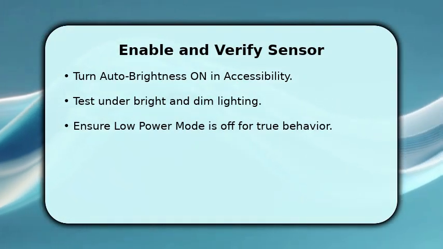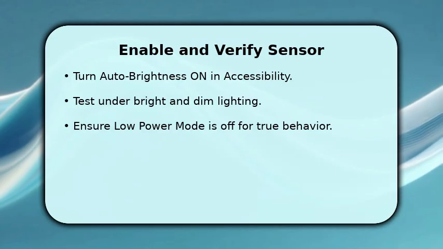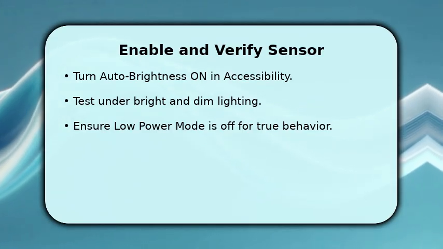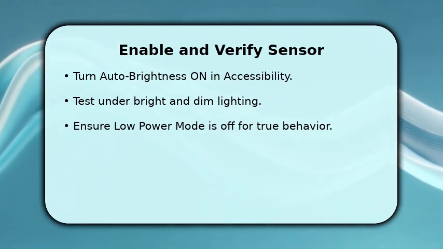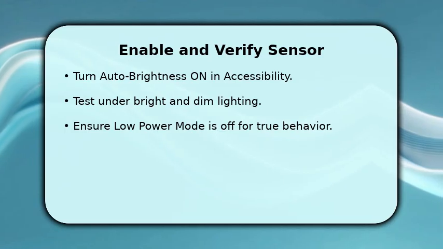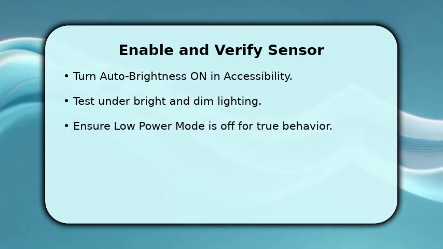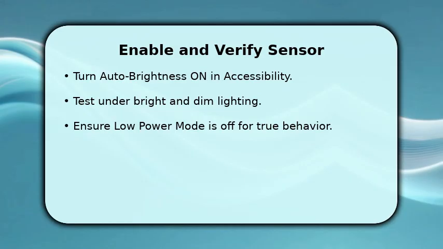Once done, step into bright sunlight and then a dim room while observing screen brightness. The change should be perceptible within a few seconds. If brightness doesn't budge, make sure low power mode is off and that your screen protector or case isn't covering the light sensor near the front camera.